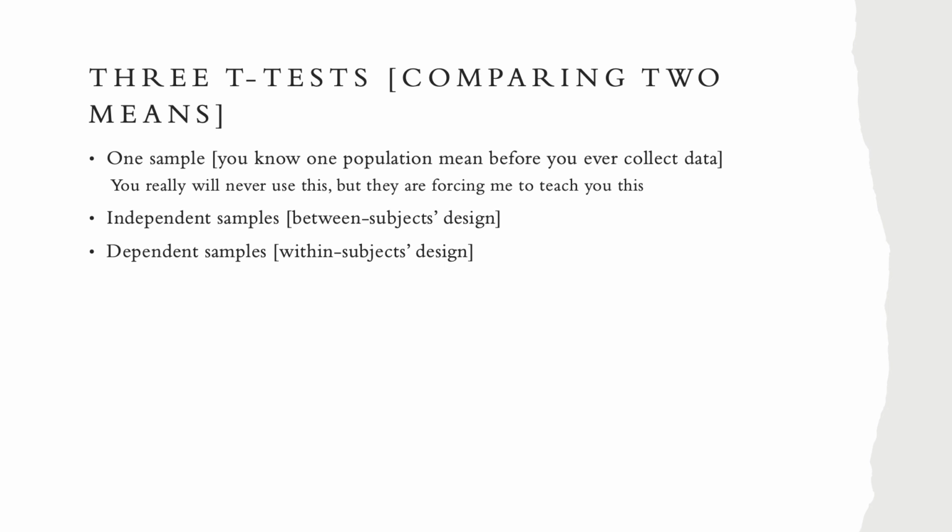This is for between subjects designs. So between subjects designs, you have people randomly assigned to groups, or you have people naturally assigned to one of 2 groups, and that is an independent samples design. The third is the dependent samples t-test, also known as the paired samples t-test, also known as the repeated measures t-test. 3 names there. Okay, don't let them fool you.